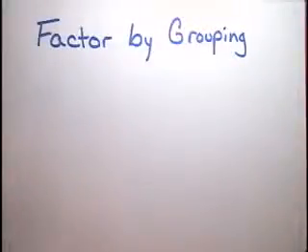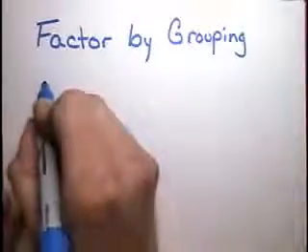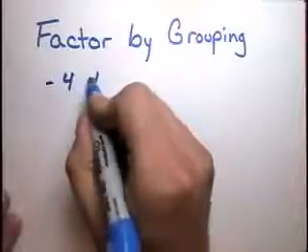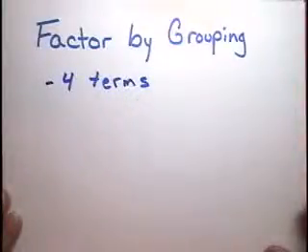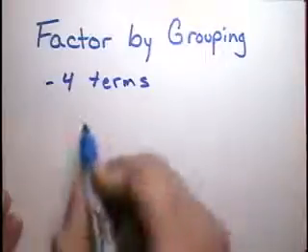One of the factoring methods that you need in this section is factor by grouping. You'll use this whenever you see 4 terms to be factored. Let's do an example problem.